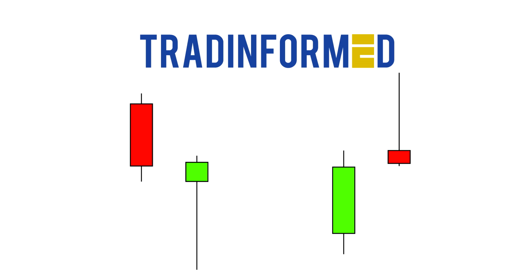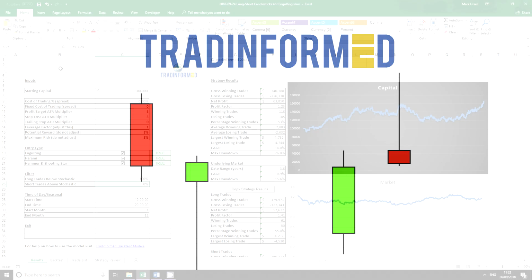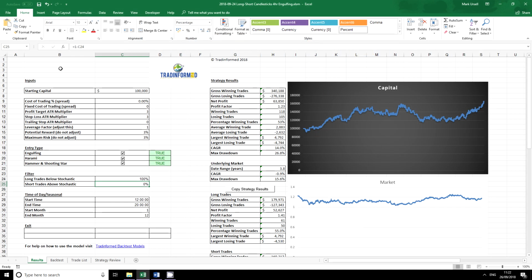Now I have tested these patterns using the spreadsheet that is shown on the screen at the moment. Now this is a trade-informed backtest model, and it is built completely in Excel, and it is a way of testing all sorts of different trading strategies.